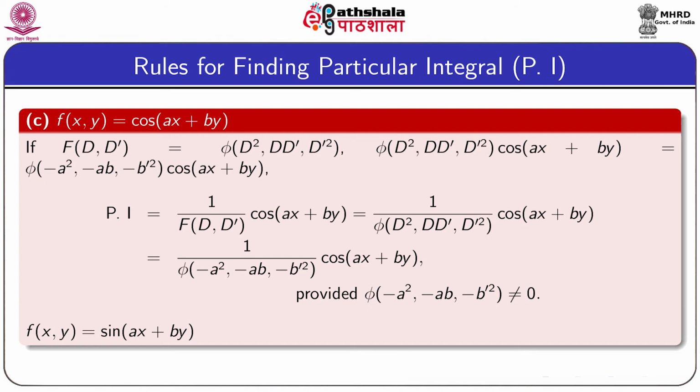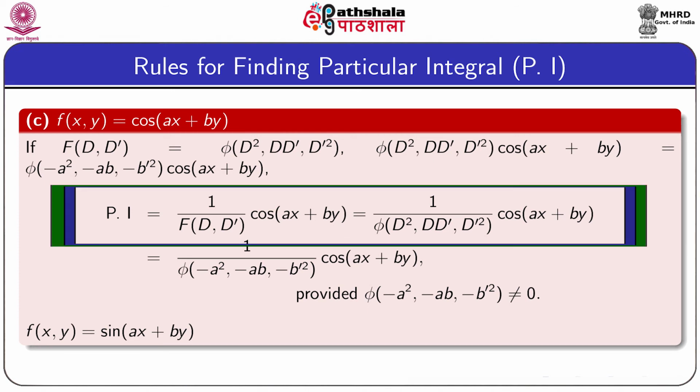First of all, we shall discuss when capital F is in the form of phi of d square, dd dash, d dash square. That means the function F is some function of d square, dd dash or d dash square. So, for that case, if we operate phi on the function cos(ax plus by), d square will be replaced by minus a square, dd dash will be replaced by minus ab, and d dash square will be replaced by minus b square. So, using this property, one can find the particular integral in this form.